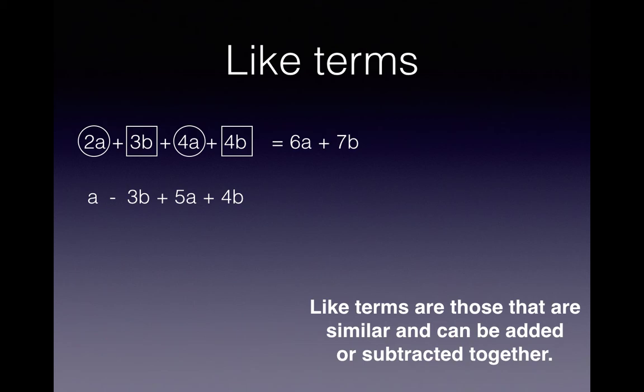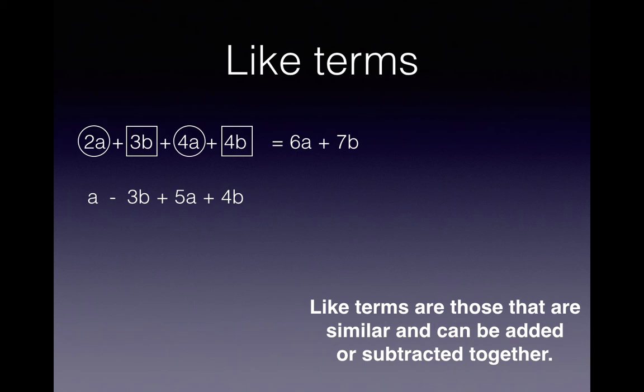Well, I have an A and I have a 5A. Remember, A is the same as 1A, so I've got 1 apple and I have 5 apples. So I've got 6 apples anyway to start with. Now I've got a minus 3B because the sign is always attached to the number. So it's not 3B, it's minus 3B. That tells me that I owe 3 bananas to somebody.